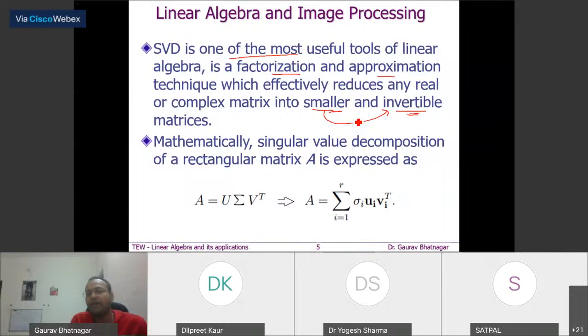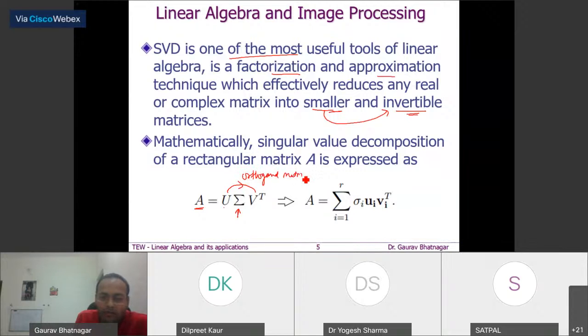So mathematically, if I look at the definition of singular value decomposition, any matrix A can be decomposed into three different matrices U, sigma, and V, where sigma is a diagonal matrix, and U and V are orthogonal matrices.